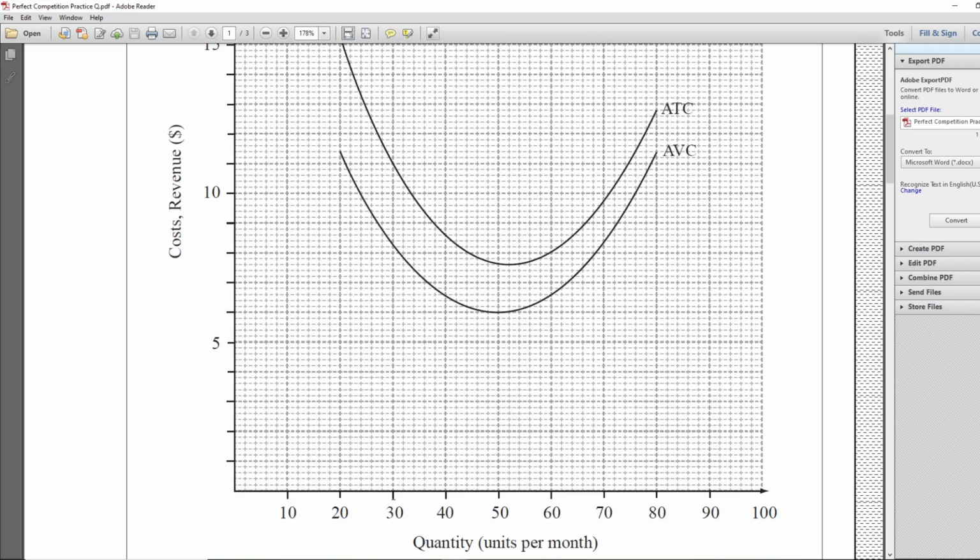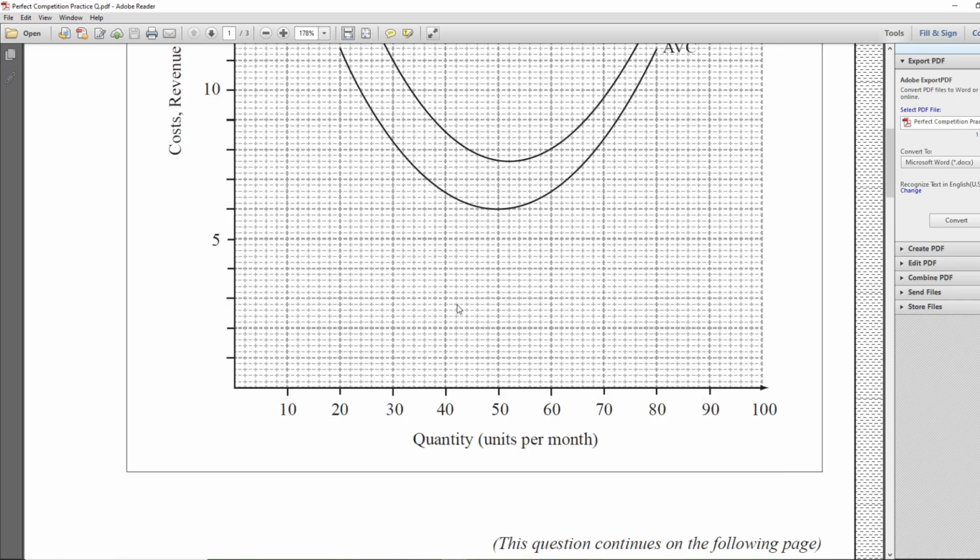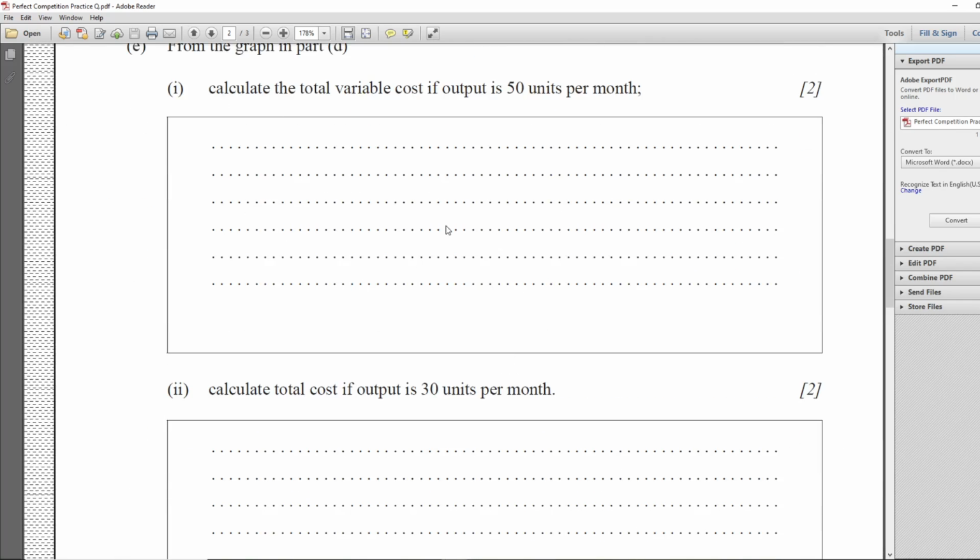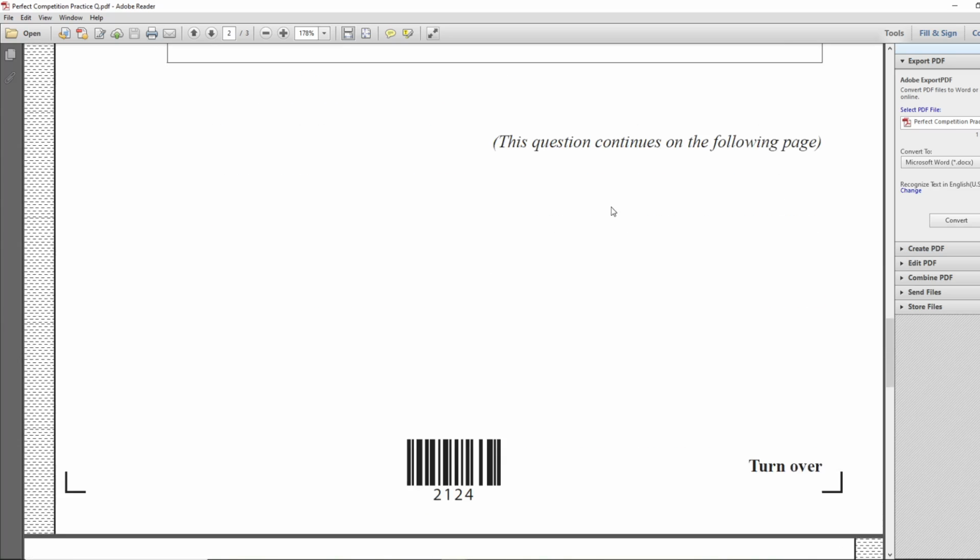Let's take a look at this. When you are at 30 output, here, we will look at the total cost. So here's your total cost. At 30 units, this is your average total cost, here, 11. So if you use 11 times 30, then you will get 330. So that's the answer. Easy, right? That's how you get 4 points. That's it, and we have one more question.